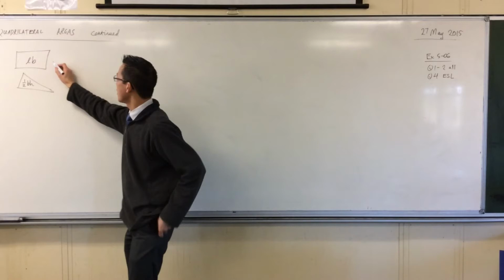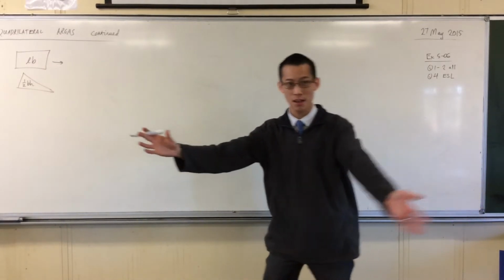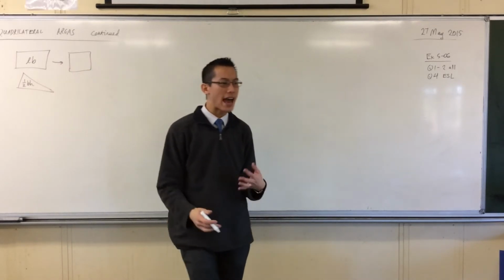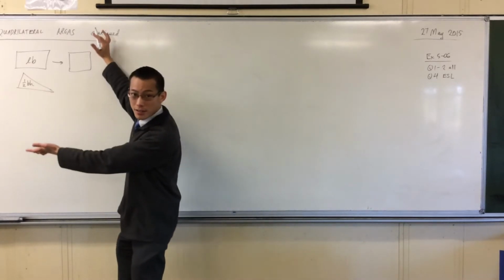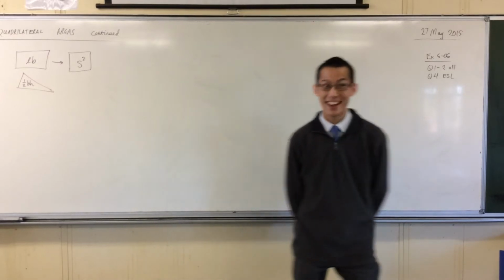Other kinds of shapes we looked at: there's that special kind of rectangle where all of the sides are the same, which of course is the square. If each side is S for side, then we would say the area is S squared. Get it? Because it's a square.